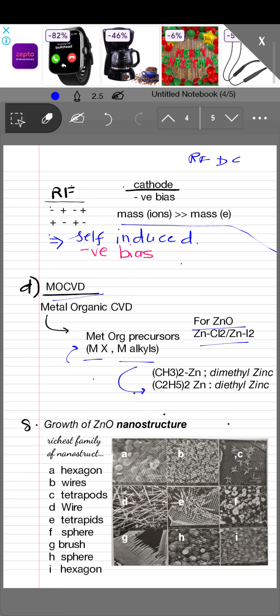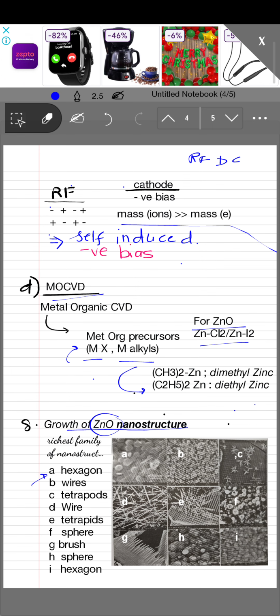Now, coming to the growth of zinc oxide nanostructures, as has been told previously, zinc oxide is probably the most versatile material in terms of the different shapes of nanostructures it can produce. It can be in the form of a hexagon, like here, it can be in the form of wires, tetrapods, and so on and so forth. So, a lot of possibilities are there for zinc oxide to be in different forms.